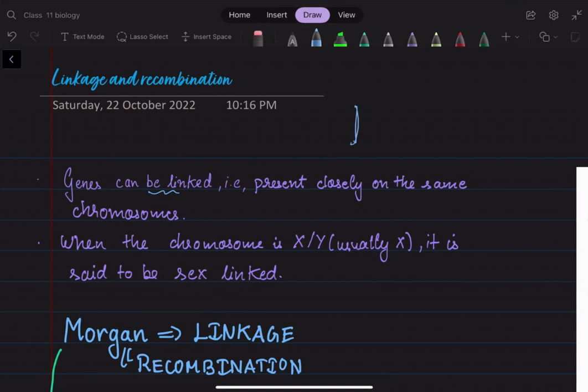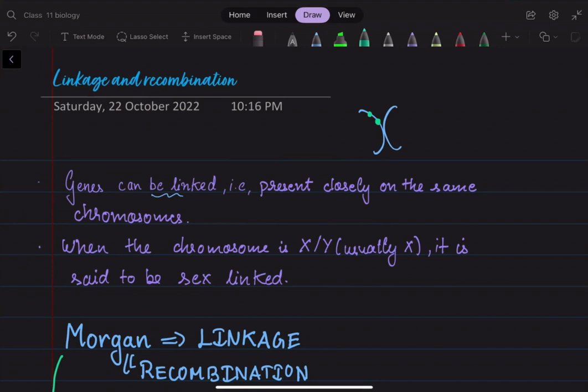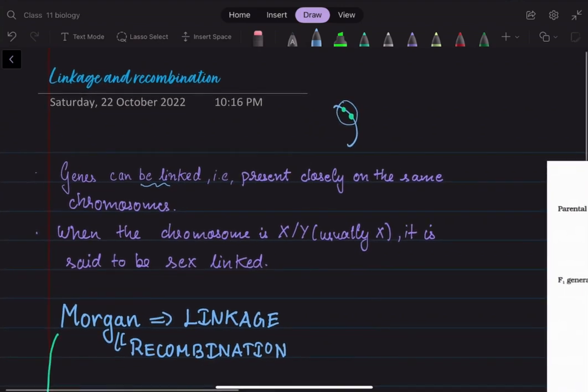Suppose this is a chromosome, right? Let us say there are two genes which are present closely like this. During crossover, they somehow manage to stay together in spite of the exchange of genetic material. That is why we say they are linked. When the chromosome is an allosome like X and Y, we say that they are sex linked genes.